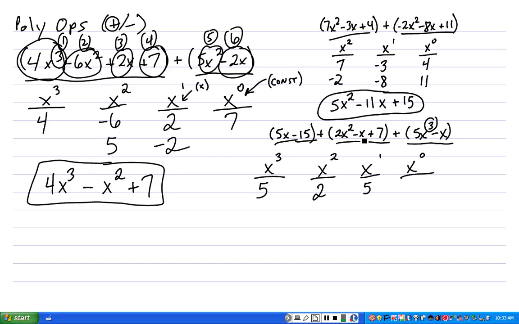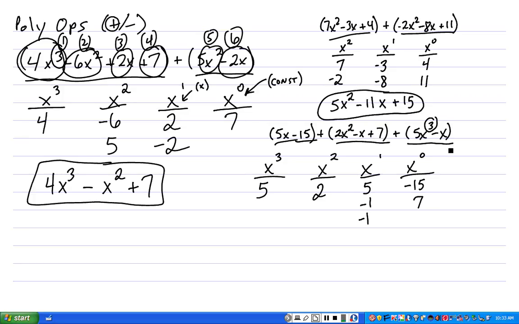This minus x is the same as saying minus 1, because it's like saying minus 1x, so minus 1. And once again over here we have a minus x, so that would again be the same as saying minus 1. For our constant terms, we look and we see this minus 15. That's an x to the 0, which is a constant term, so minus 15. And we have this plus 7, which is a constant term.